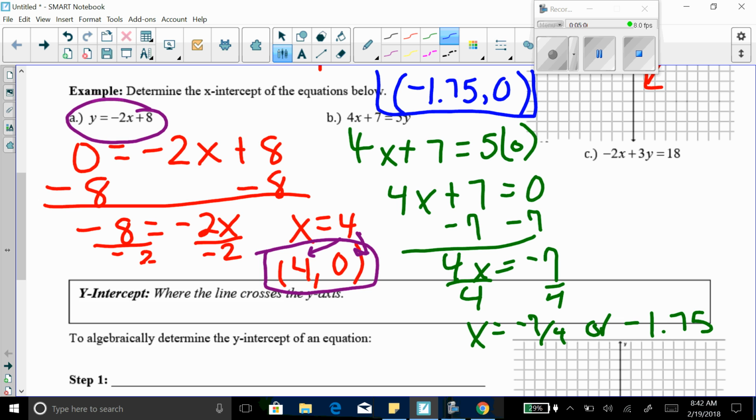What I want you to do right now is to turn off the video, try C on your own, and when you think you have it, turn the video back on and type your answers in line.